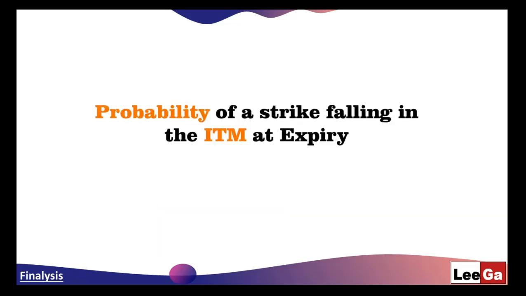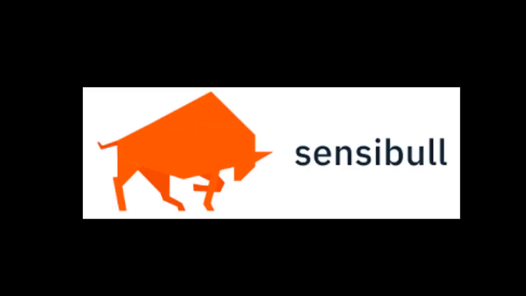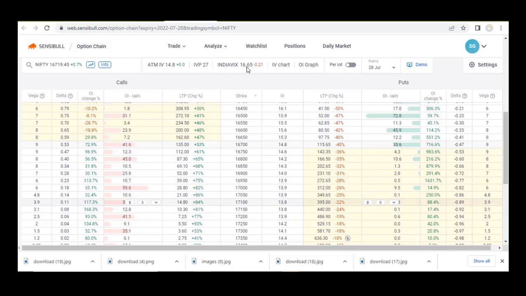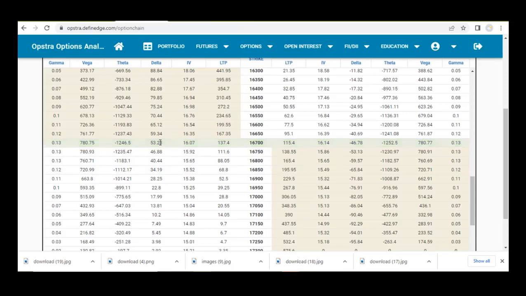So what are they? The first one is that it gives us the probability of a strike falling in the ITM at the expiry. So if we go to the website, we see that 0.5 delta means 50% chance of this strike price falling in the ITM at the expiry. Alright. Similarly, if we go to Opstra's website, here the delta is shown in terms of percentage. So this delta means there is 53% chance for this strike of the call option to fall in the ITM at the expiry.